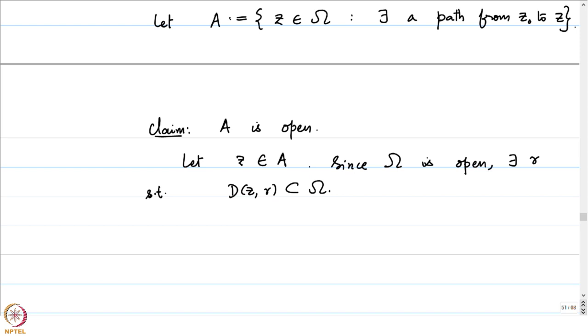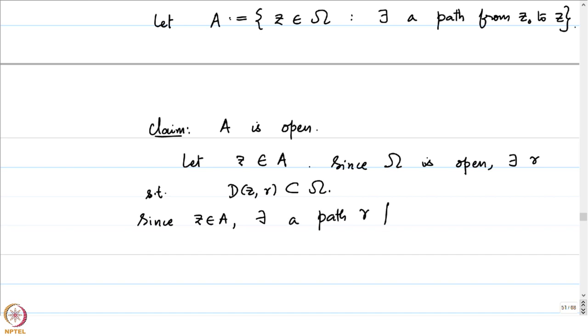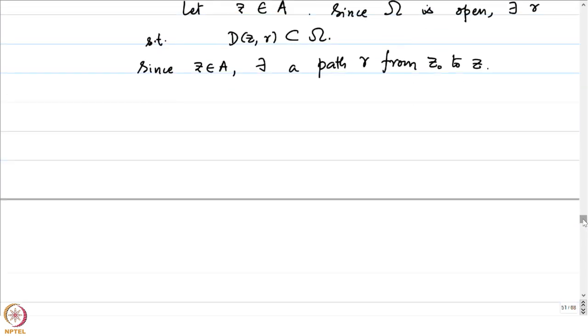The fact that z belongs to A tells us that there exists a path from z0 to z. A was the collection of all those points which had a path from z0. Since z is in A, there exists a path gamma from z0 to z. If you look at the disk of radius r around z in the complex plane, that is contained in omega because omega is an open set, so we certainly have one such r.